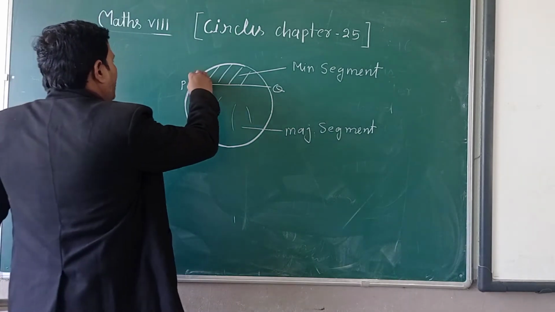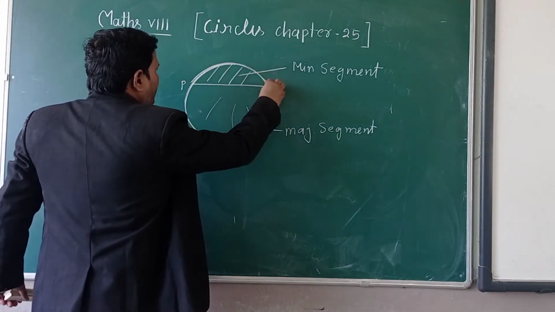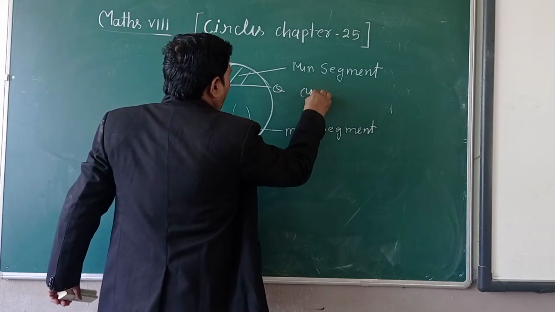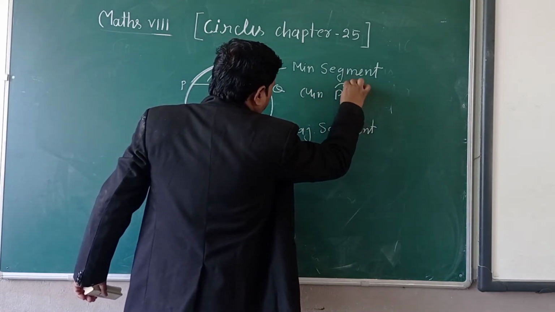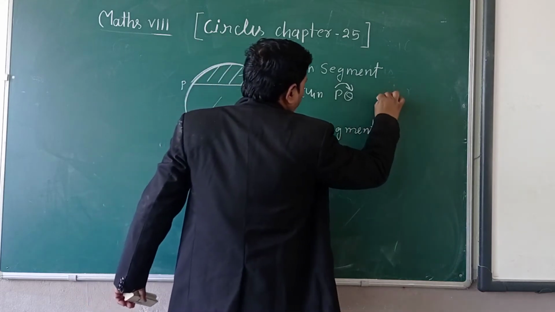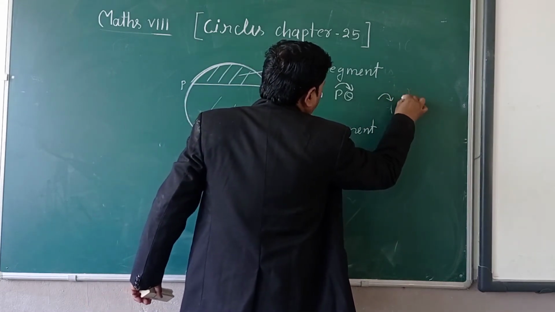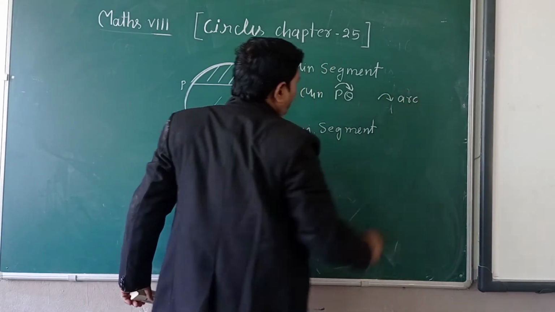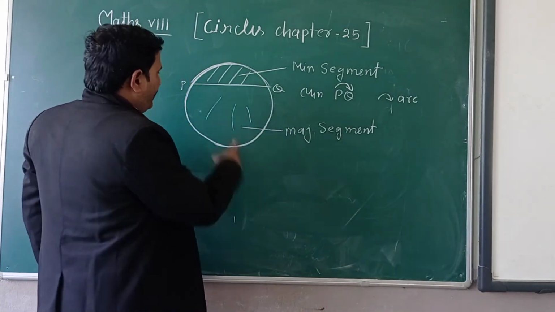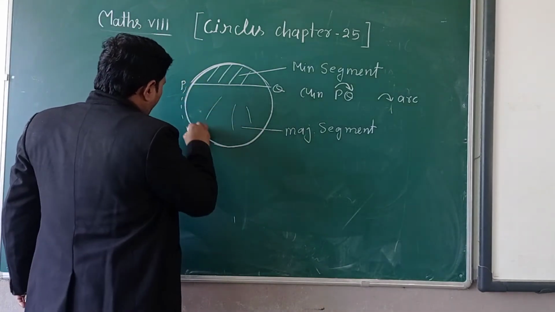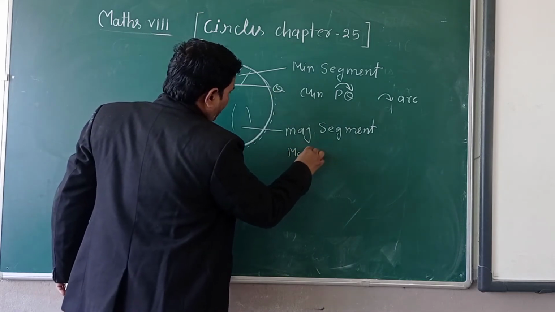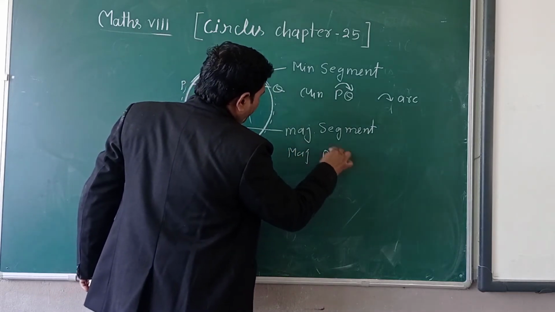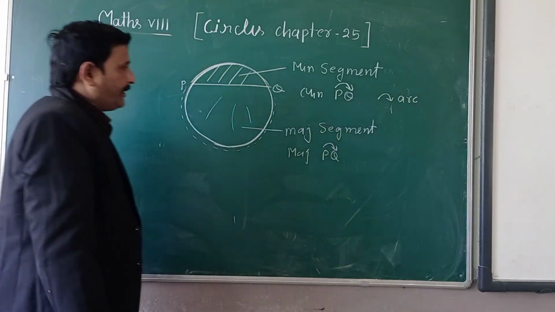Suppose what is the length of this arc? This arc is called minor arc PQ. This symbol represents an arc. This symbol means the arc symbol. And here this one is called the major arc. Major arc PQ is known as.